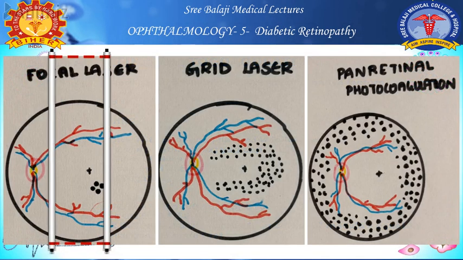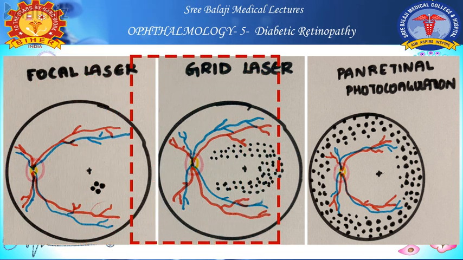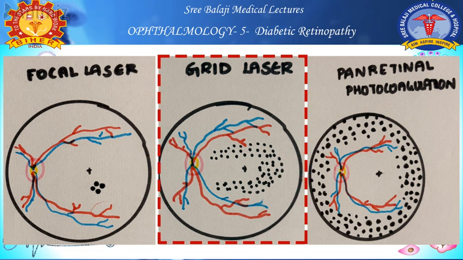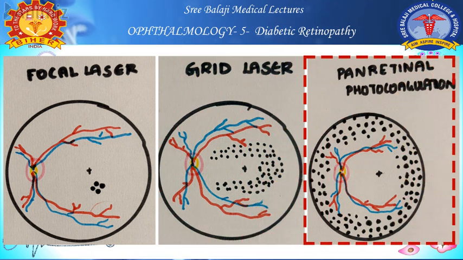So this is a picture showing focal laser. The black spots are the laser burns. A focal laser is done in one particular area where the microaneurysm or IRMA is seen. Grid laser covers the macula area. You can see it is a reversed C pattern. But the center of the fovea is not touched. It is done away from the fovea. And then you can see pan-retinal photocoagulation, the third picture, where it is done in the peripheral part of the retina up to the equator.